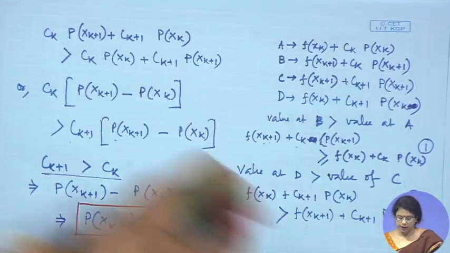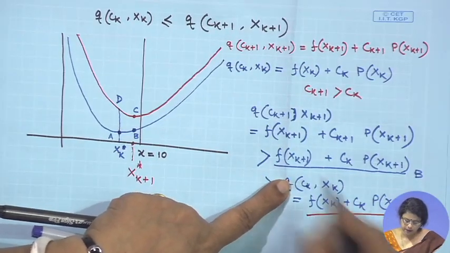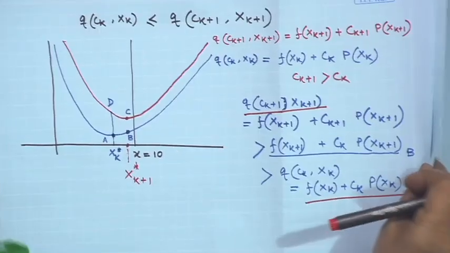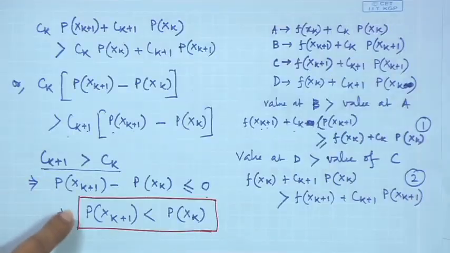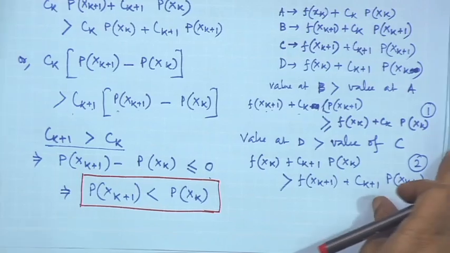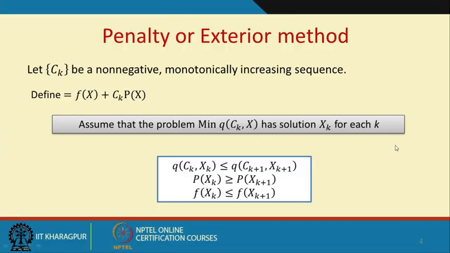All right. This was the first result. This is the second, and this is the third result for us. Okay. Now, come back to the screen. As I said, these are the three results for the exterior penalty function method, and we have proved it.